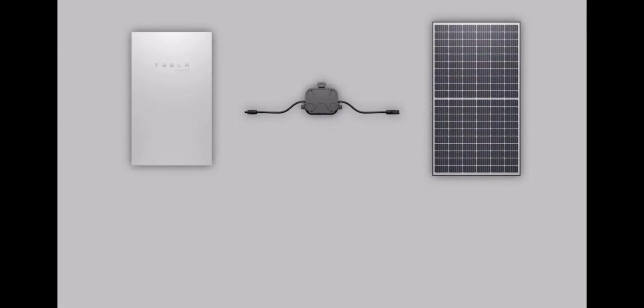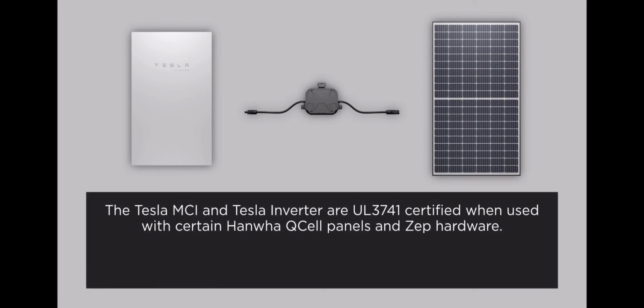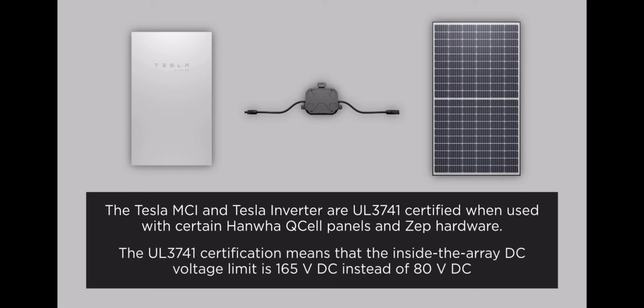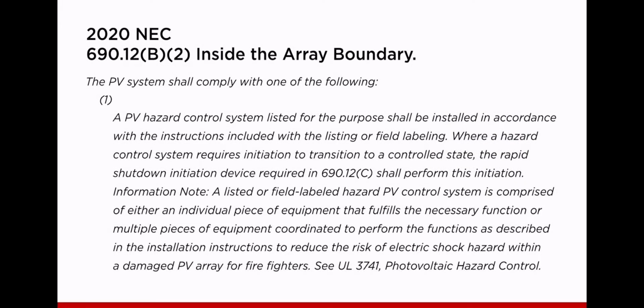Many solar installations can only have an inside the array boundary DC voltage limit of 80 volts DC. However, the Tesla MCI and Tesla inverter are UL 3741 certified when used with certain Hanwha Q-cell panels and Zep hardware. The UL 3741 certification means that the inside the array DC voltage limit is 165 volts DC instead of 80 volts DC. See the NEC for more information.